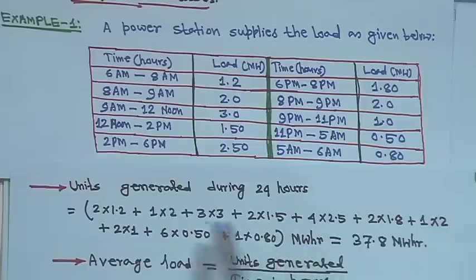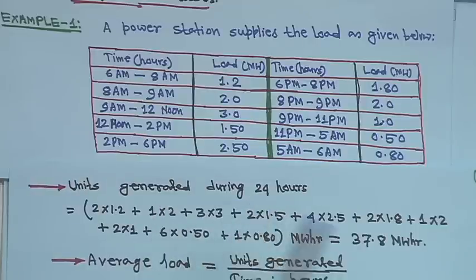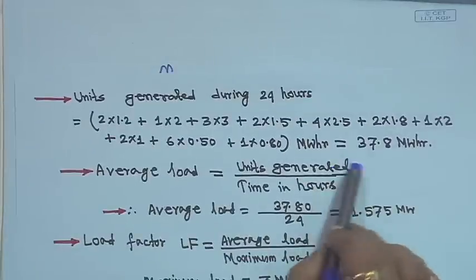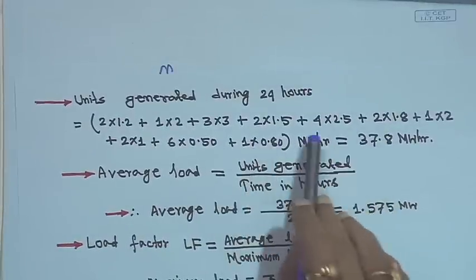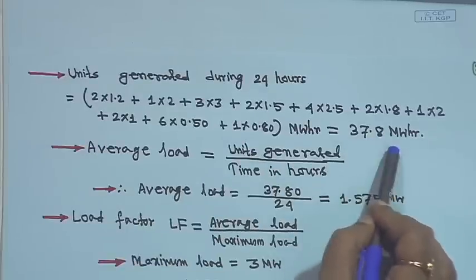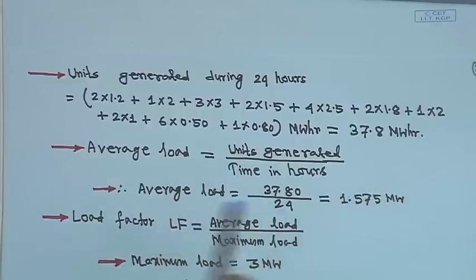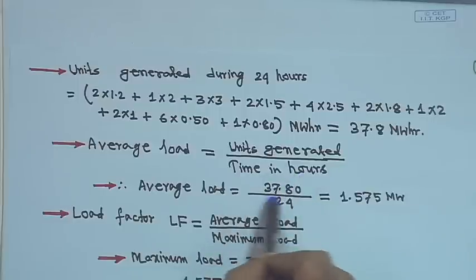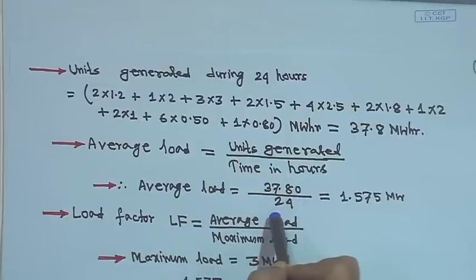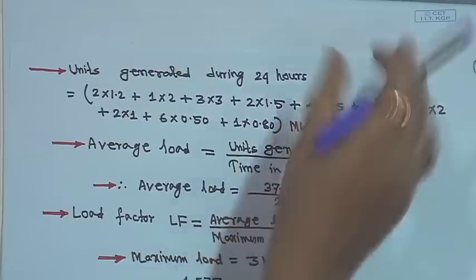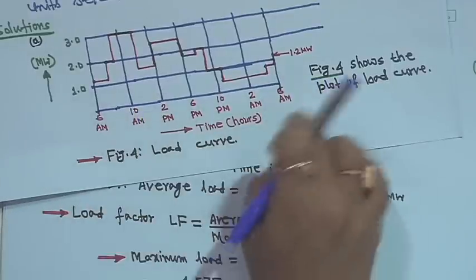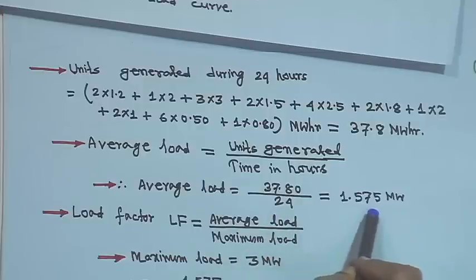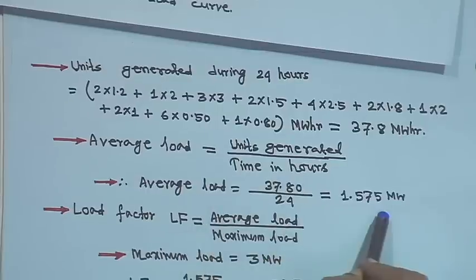This way you should compute the units generated during 24 hours. Once you have done this, after calculating all this, the total units generated is 37.8 megawatt hour. Now average load, as we have seen, is units generated divided by time in hours. So units generated is 37.8 megawatt hour divided by 24, because the duration from 6 am to 6 am is 24 hours. So that is 1.575 megawatt, that is the average load.